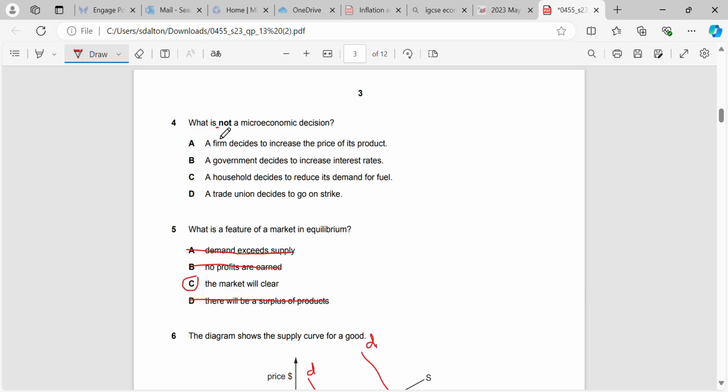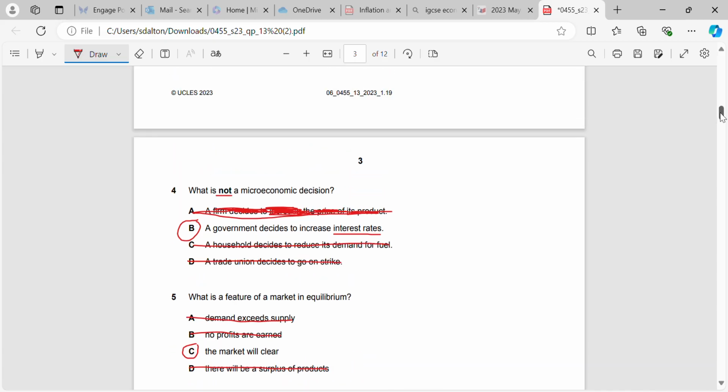Okay, what is not a microeconomic decision? So basically they're asking us what's a macro. Increasing the price of a product is a micro because it's an individual, studying the behavior of individuals or firms, etc., or households. Household just said that that's micro. Trade union decides to go on strike, that's micro because it's only relating to an industry or a firm. But if a government decides to increase interest rates, that will affect the whole economy. It's a macroeconomic decision. That's why monetary policy is in Unit 4, Macroeconomics.